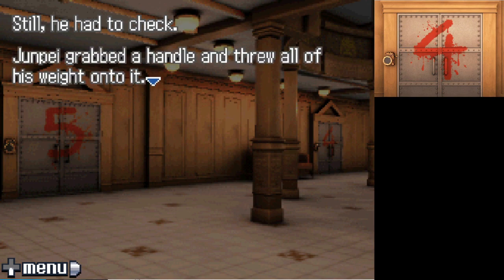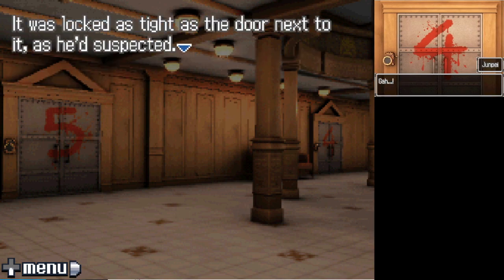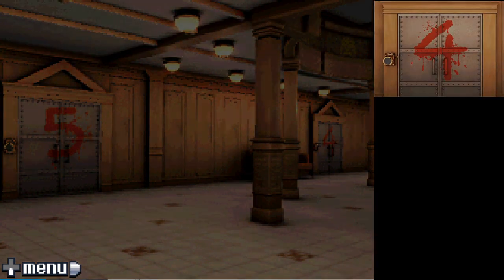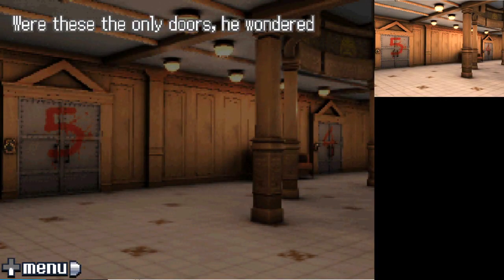Junpei grabbed a handle and threw all of his weight onto it. It was locked as tight as the door next to it, as he suspected. Damn it! Junpei punched the door, which did not respond. Were these the only doors, he wondered?